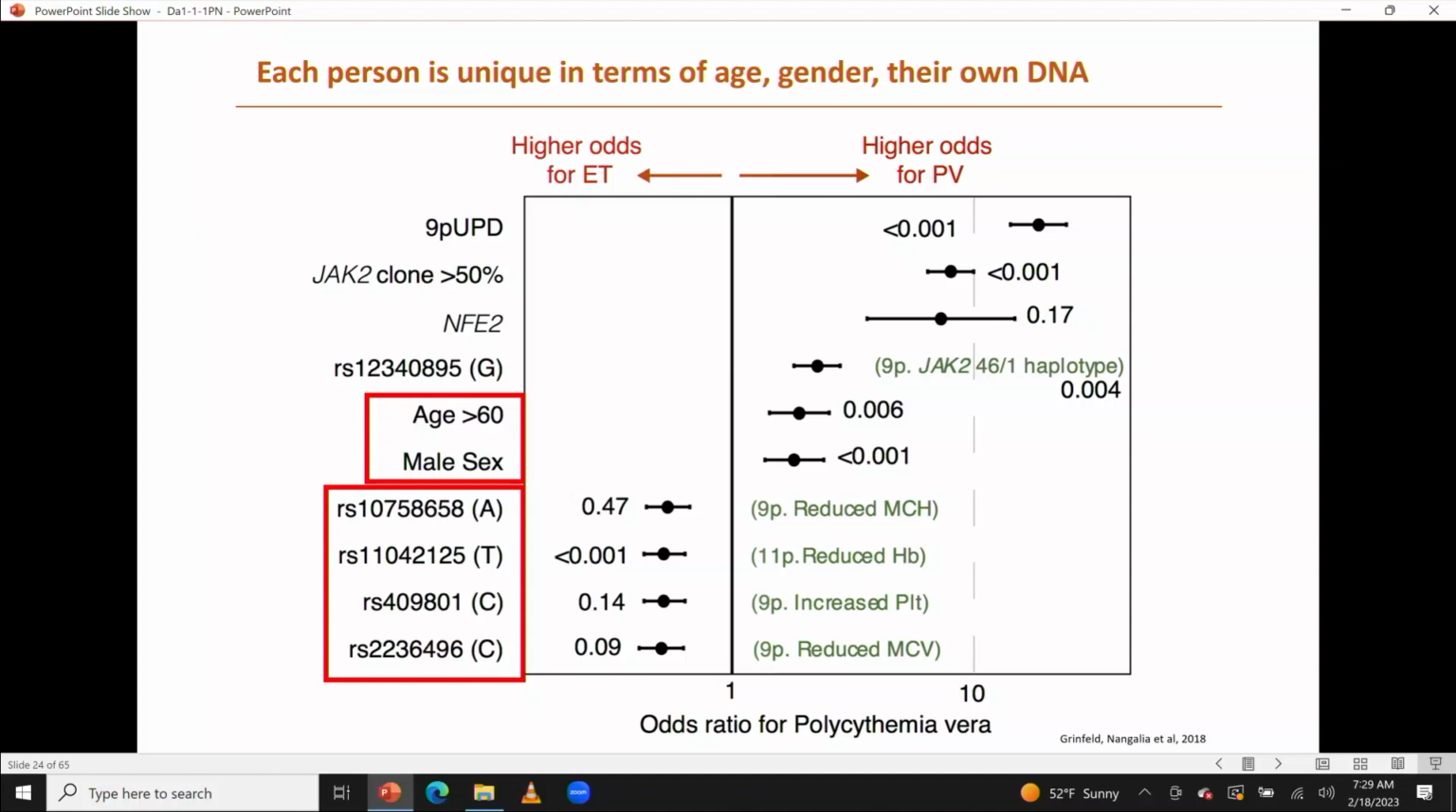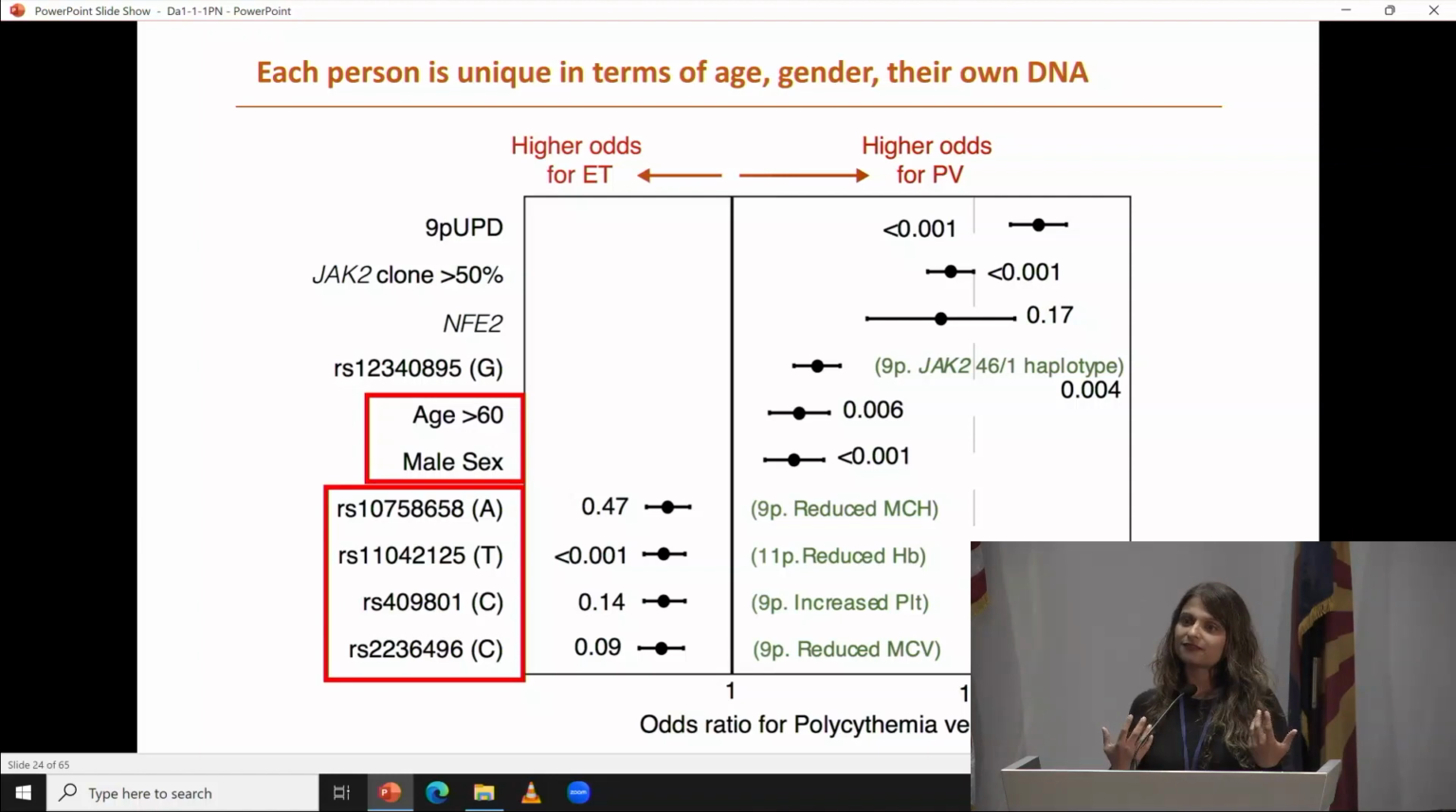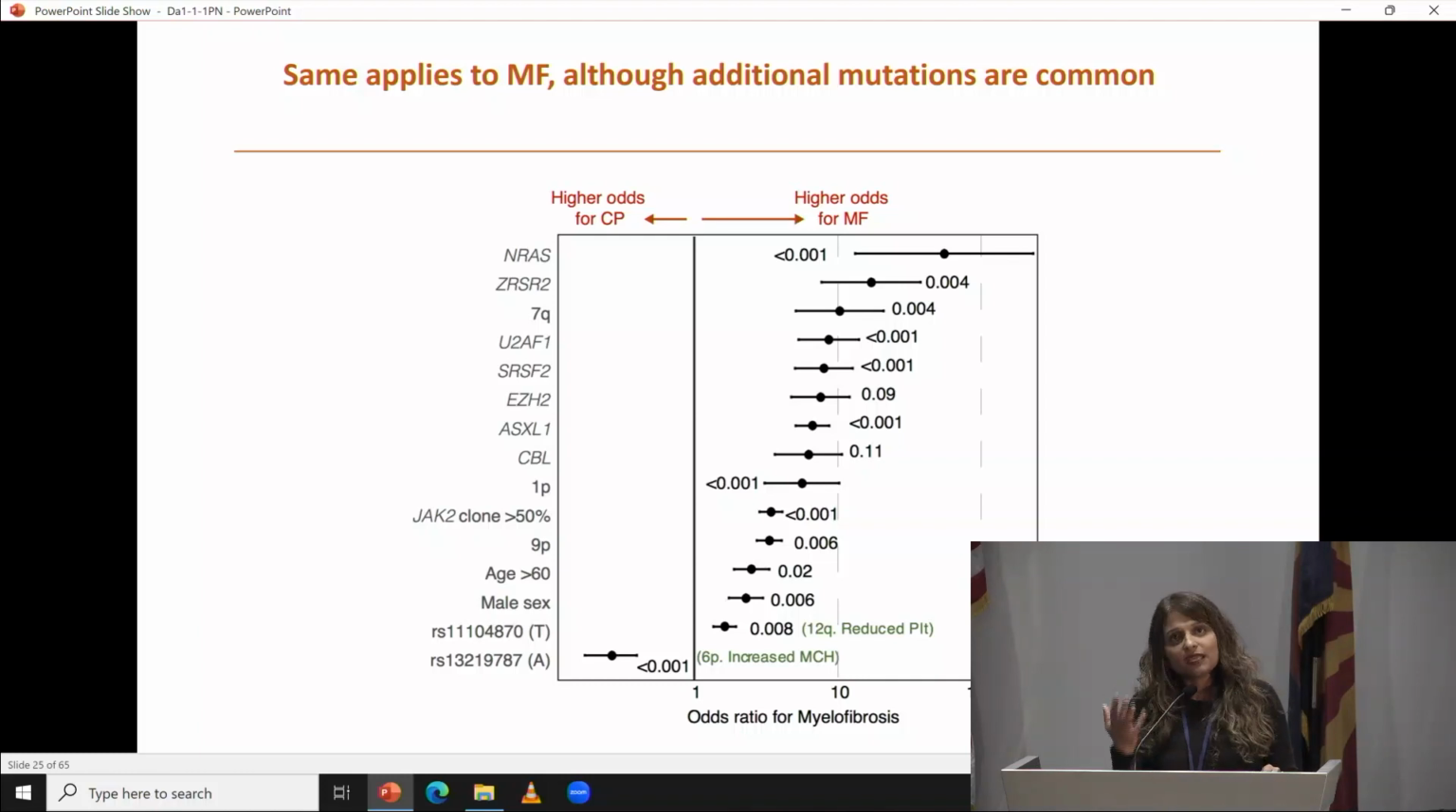And if I'm more likely to make red cells, normally, if I get one of these mutations, I'm more likely to have polycythemia vera, and likewise. So it's a combination of mutations that we acquire with life. It's a combination of our gender, our age, and it's also a combination of the DNA that we're born with that influences the kind of disease that we have. In myelofibrosis, it's exactly the same, although additional mutations are more common.